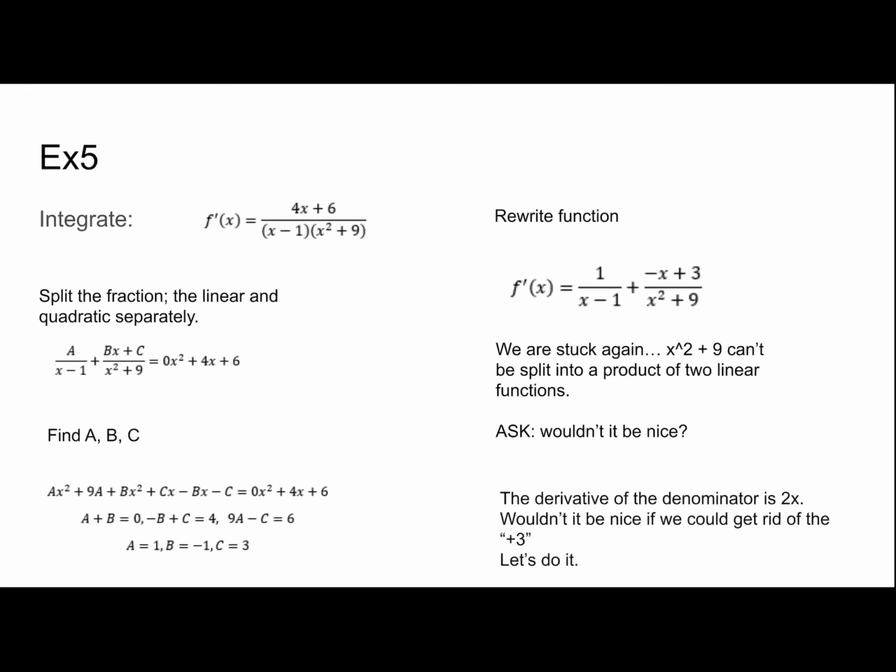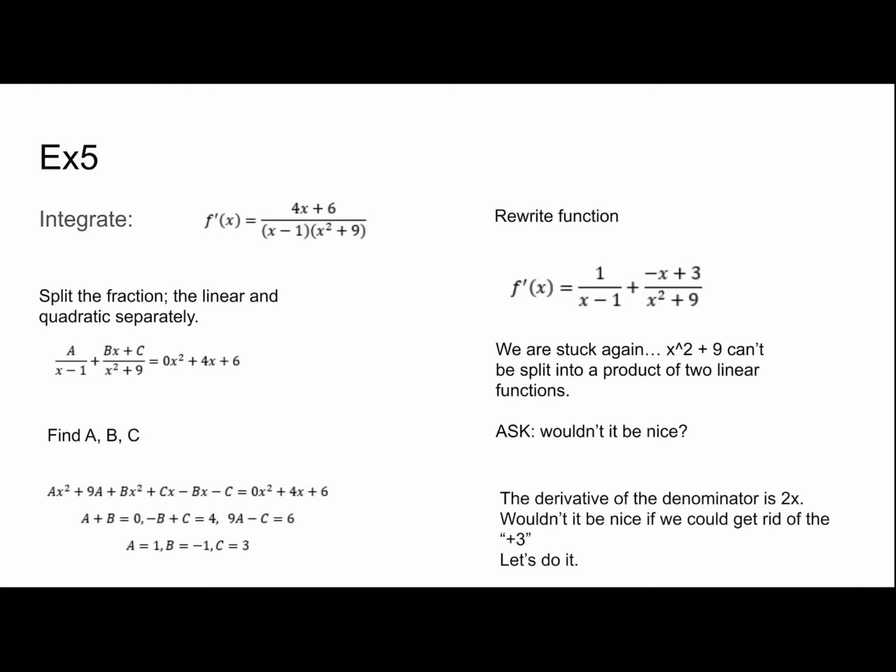So in this case, we're going to find the derivative of the denominator. So the derivative of the denominator is 2x. And then you look at the numerator. You see -x plus 3. Wouldn't it be nice if we just had -x there? If we just had -x there, we could just say that -x is half of the derivative. So, I mean, it's negative half of the derivative. So we can just say that the derivative is -1/2 ln of x squared plus 9. Wouldn't that be nice?